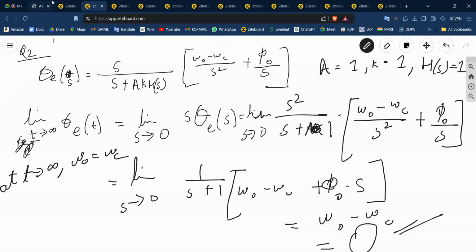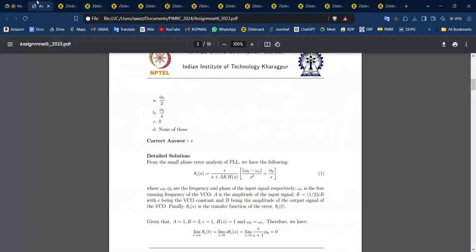Okay, so we get steady state error as 0. That means at t equal to infinity, the PLL will perfectly track the phase of the signal that it wants to track.